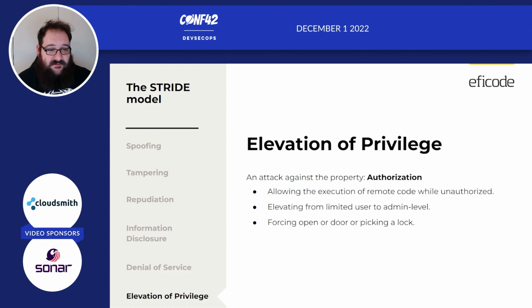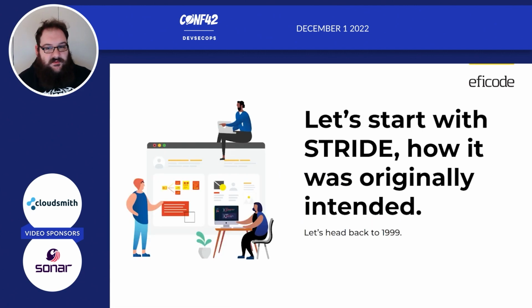And then, of course, the elevation of privilege or escalation of privilege, whichever word you prefer, an attack against authorization. So, allowing the execution of remote code while unauthorized, or, for example, elevating a limited user to admin level, or even picking the lock. Because if you're applying this methodology to, for example, a physical presence, then that's another escalation of privilege. So before we go on, because threat modeling can get quite complicated, I decided we would start with STRIDE as it is originally intended.